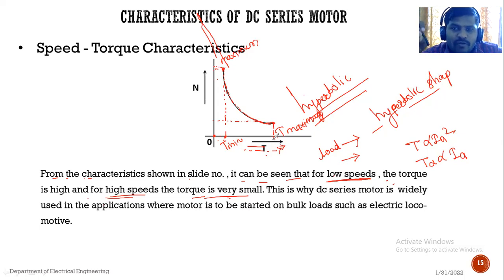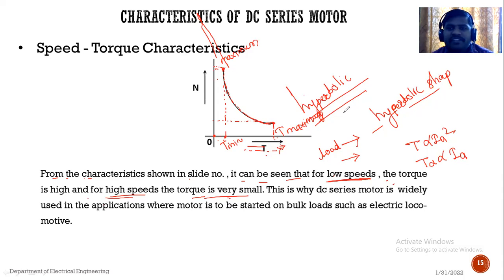When some load is present on the motor, in that condition we start the DC series motor. One of the advantages of this machine, because of these characteristics, is that the starting torque of the DC series motor is high. So the DC series motor is used where the starting torque requirement is high. In applications where the starting torque requirement is high, we use the DC series motor.